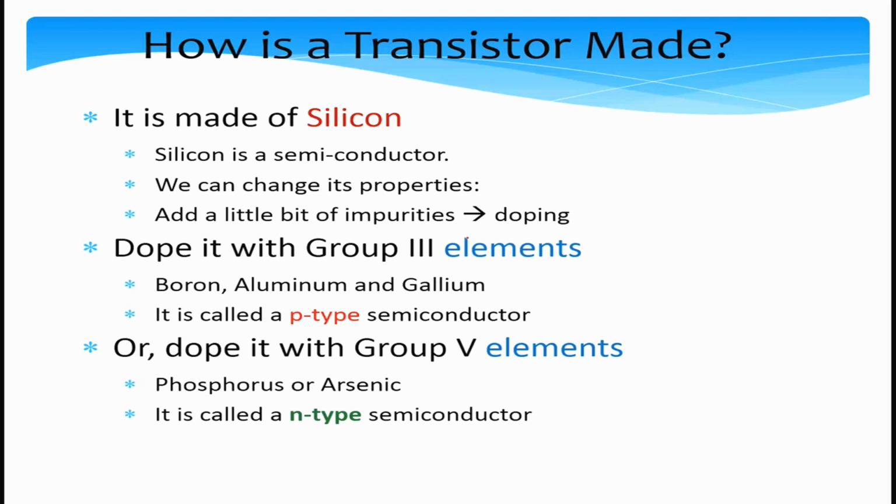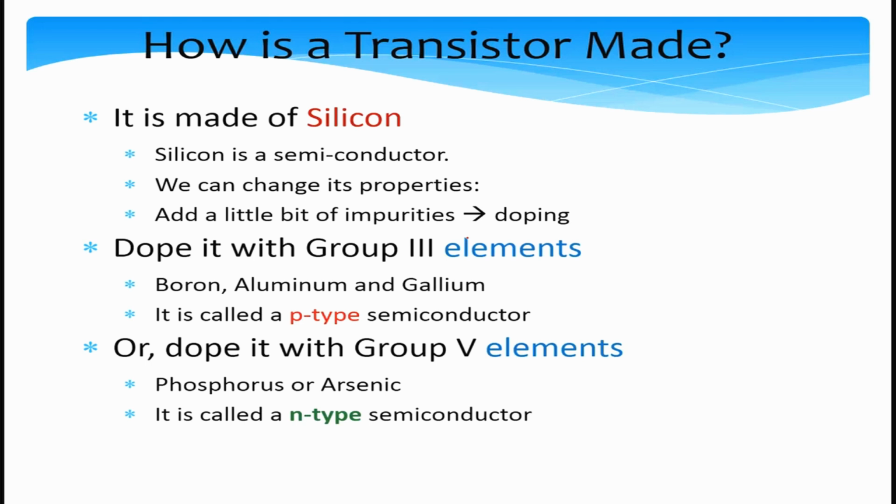And how is a transistor made? Transistors previously were made with different technologies, but for the last 40-50 years, they have been made of silicon. Silicon is a basic element of sand. It's a brownish, grayish material. It is a semiconductor, which means that it's not a conductor and it's not an insulator. It lies in the middle.